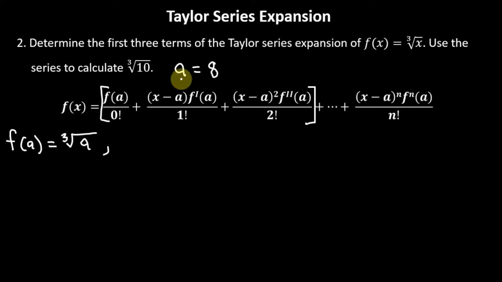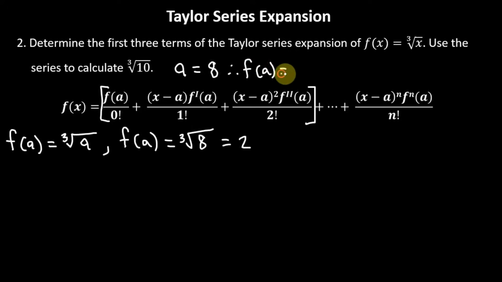Now, our a value is 8, so therefore, f of a will be equal to the cube root of 8. And of course, the cube root of 8 is 2, which means our f of a value, we can say therefore f of a will be equal to 2. Now we're going to need to find the first differential of a. So again guys, we are going to differentiate our f of a function, and we're going to rewrite the f of a function just like question 1.